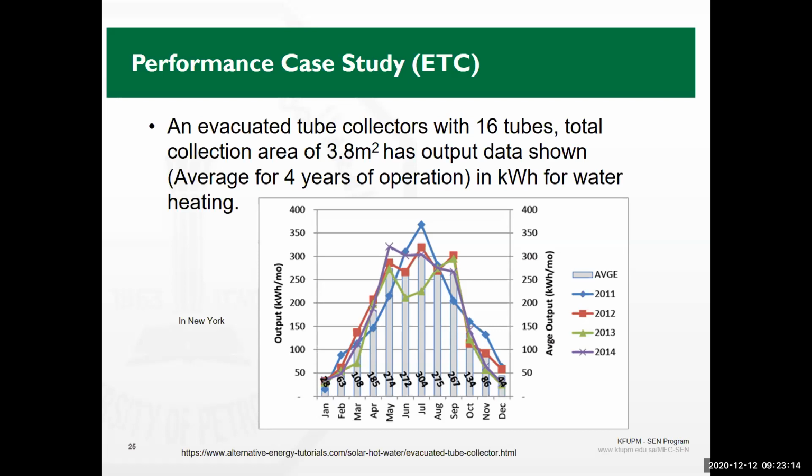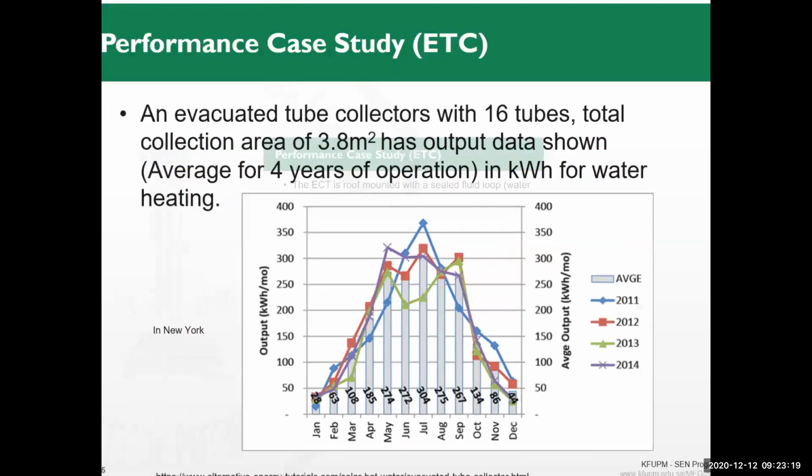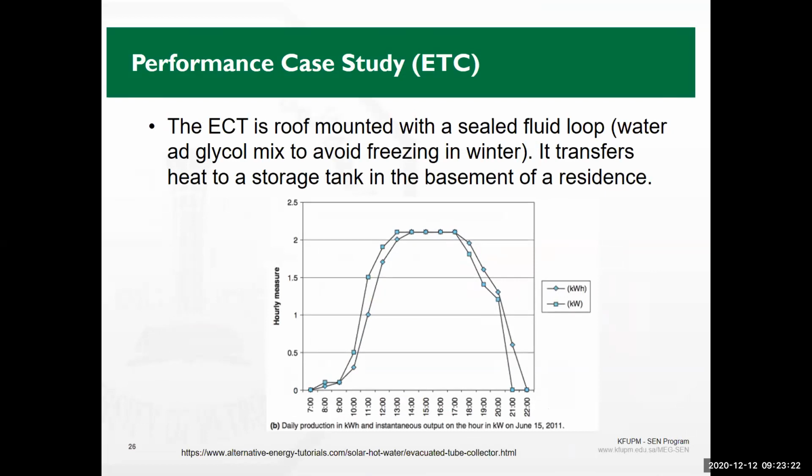However, when we are doing the analysis, we are doing it on an average basis. The evacuated tube collectors, in many cases, are located on the roofs with a sealed fluid loop. So we're talking about a closed loop here. You are mixing the water with glycol to avoid freezing, and it transfers heat to a storage tank of a residence, and you are dealing with your storage tank as a source of heat. You are passing your domestic water in for heating, and then you are taking it out as hot water.